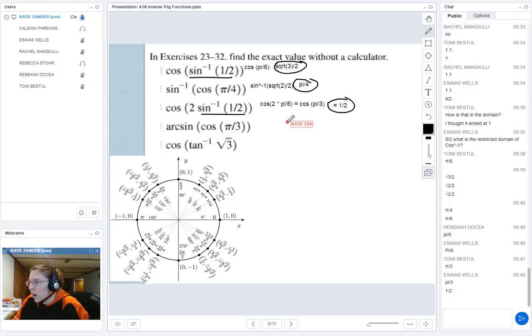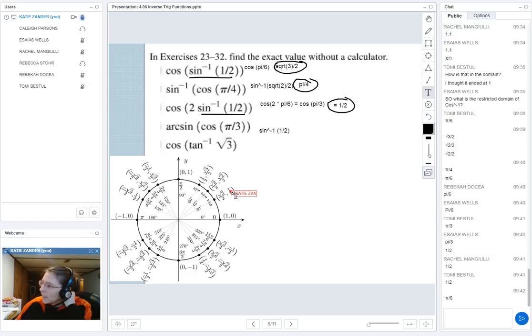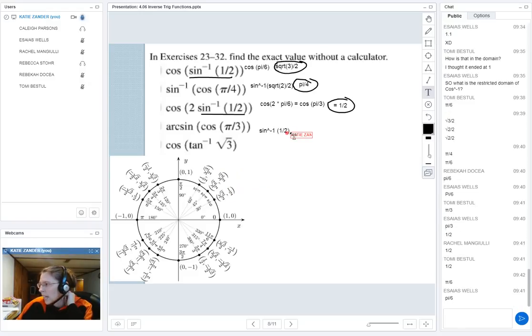How about the next one? What is cosine of pi over 3? We just did that, right? The 1/2. So now we're left with taking the sine inverse of 1/2. So we're trying to find where sine equals 1/2 on the unit circle in the restricted domain area. Where does sine equal 1/2? At pi over 6. That wonderful pi over 6 again.